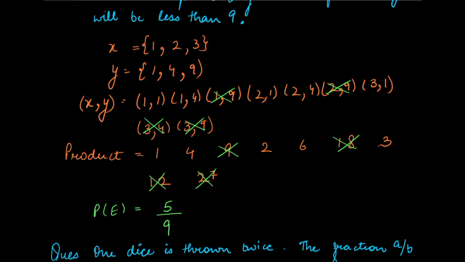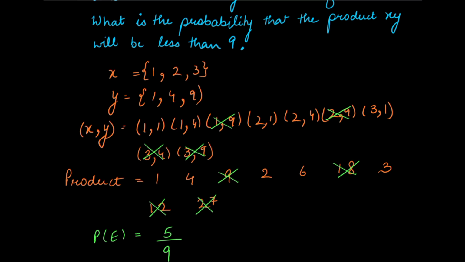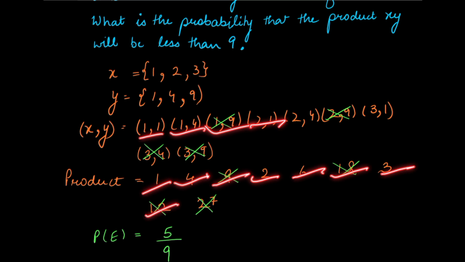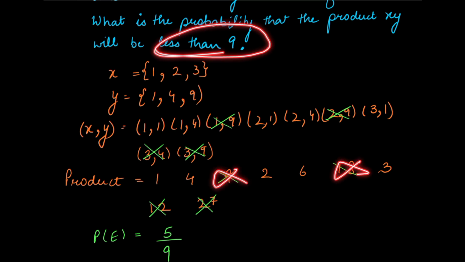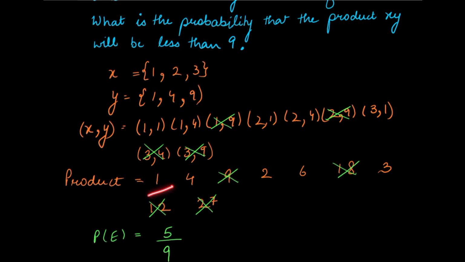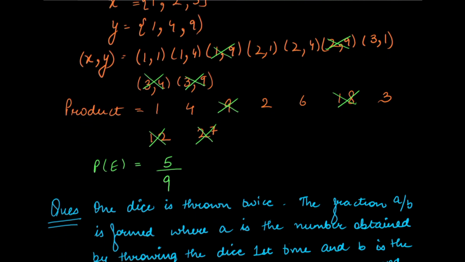Okay, so we need to see the product. Now multiplying: 1 into 1 is 1, 1 into 4 is 4, 1 into 9 is 9, 2 into 1 is 2, 8, 18, 3, 12, 27, likewise. Now we need to cancel out the numbers that are 9 or more than 9, because we need to find the product that is less than 9. So we cancel out 9, 18, 12 and 27. We are left with 1, 4, 2, 8 and 3. So the probability is the number of favorable outcomes, that is 5, divided by the total number of outcomes, that is 9. So the probability comes out to be 5 by 9.